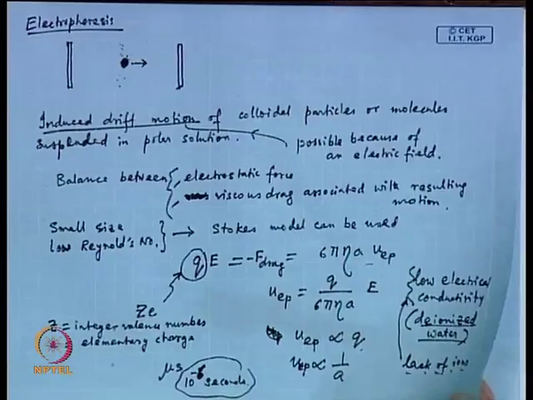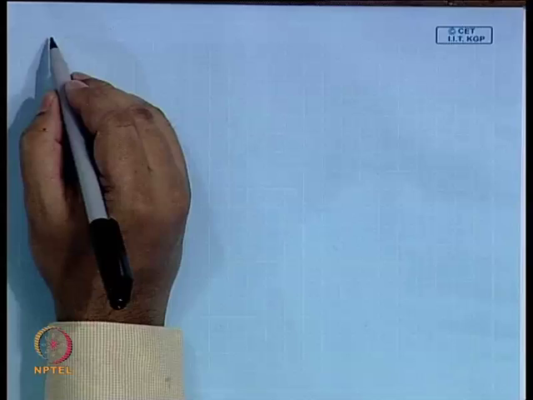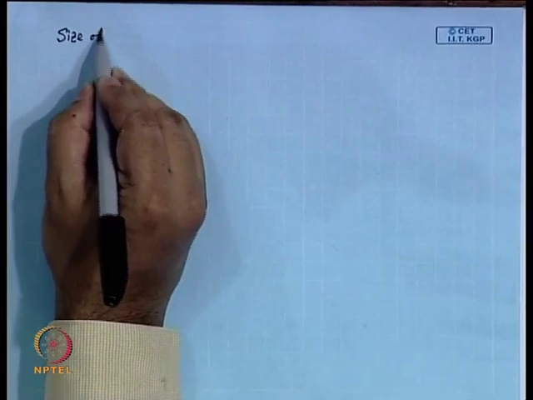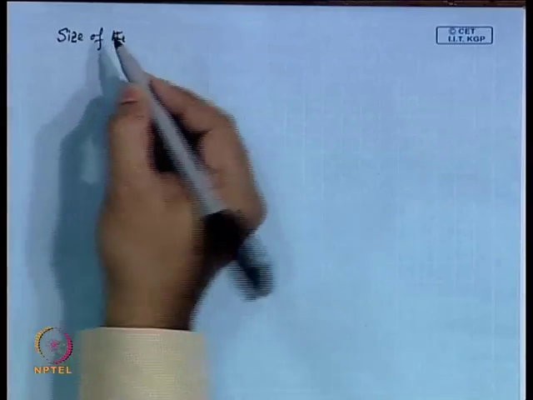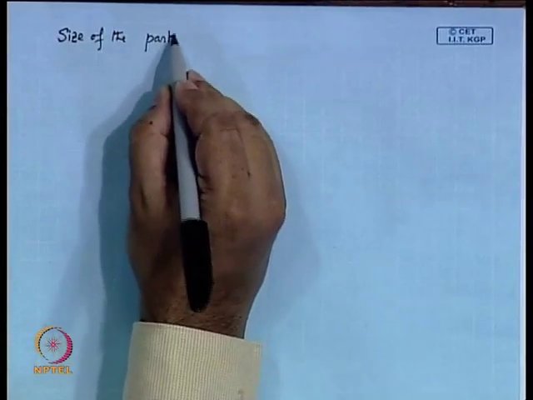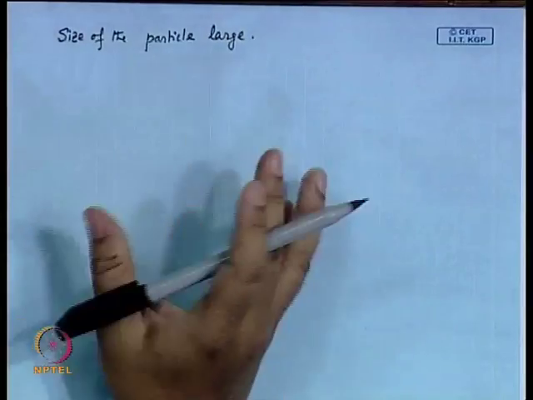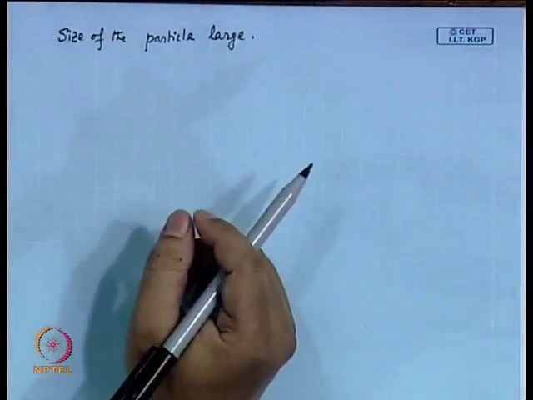Okay. So, this is basically what we have as electrophoresis. Now, there is one issue here: the size of the particle is important. If the size of the particle is large, how large? What is the definition of this large? That problem is there.